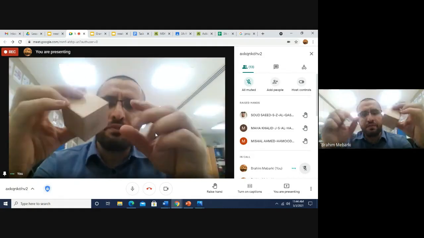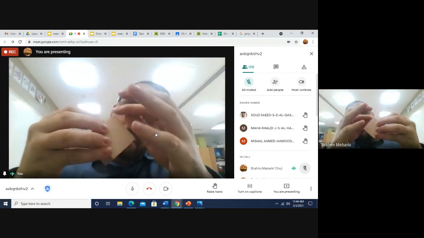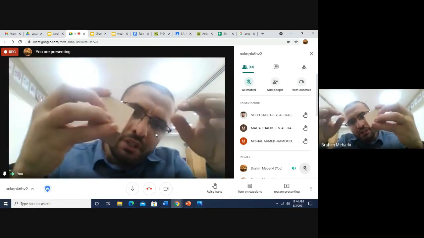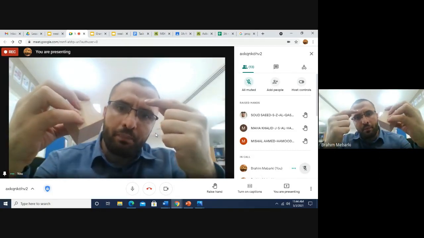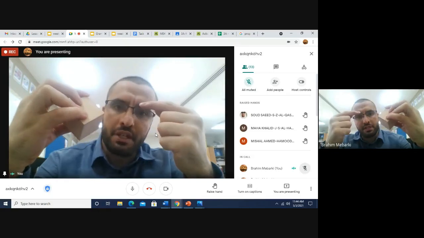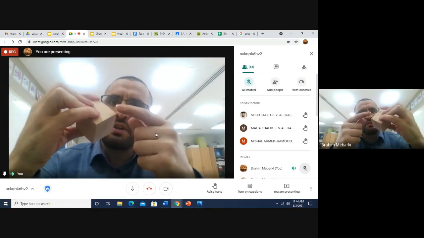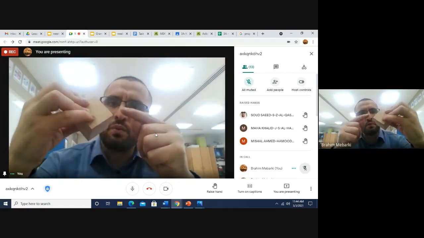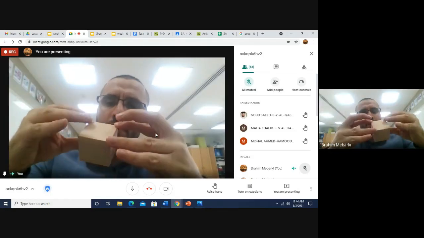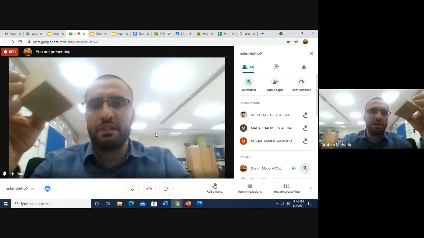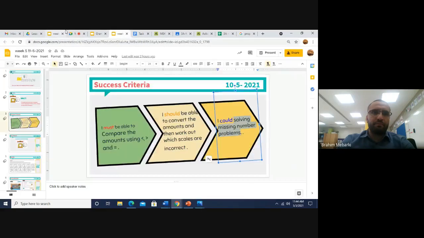Now, what about vertices? These are the vertices, the corners. When two sides meet, they form a corner. We call a single corner a vertex. If we have many, we call them vertices in the plural. So how many vertices does this shape have? 1, 2, 3, 4, 5, 6, 7, 8. So a cube has 8 vertices. Good job.